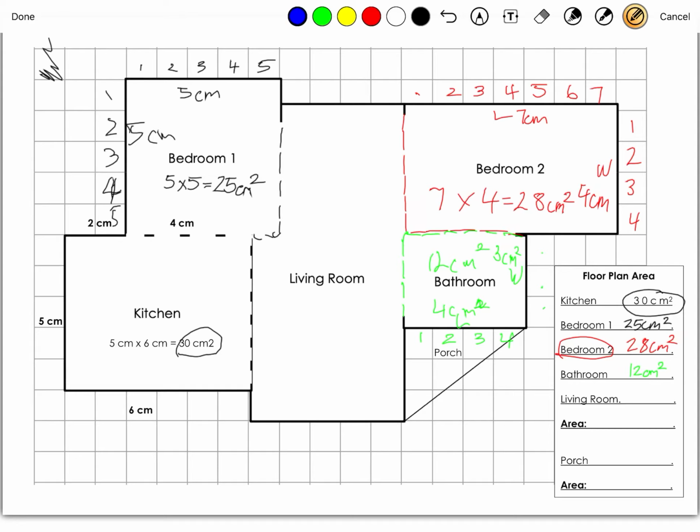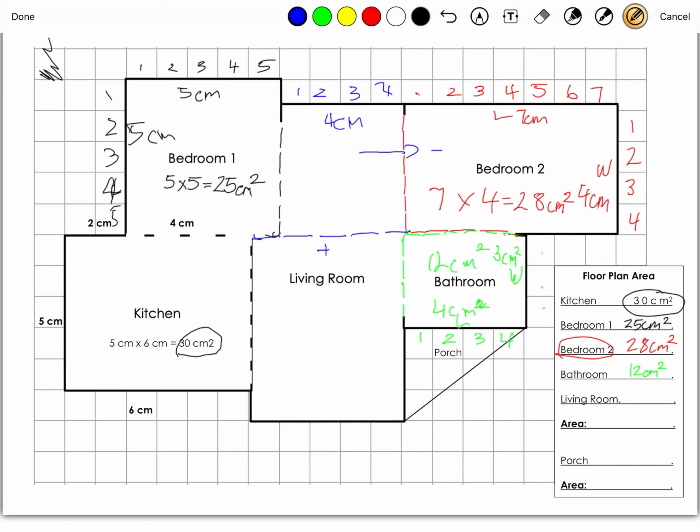Okay. Now, we're on to the last room, which is the living room. But I can notice something a bit funny about the living room. It goes thin at the top here and wide at the bottom here. So what we might have to do is split it up into 2 shapes to make it a bit easier for us. So we'll draw a line along here. Now we've got 2 parts which we'll add together after we've figured out the area of both those parts. At the top, we can see that we've got 1, 2, 3, 4. So it's 4 centimetres there.